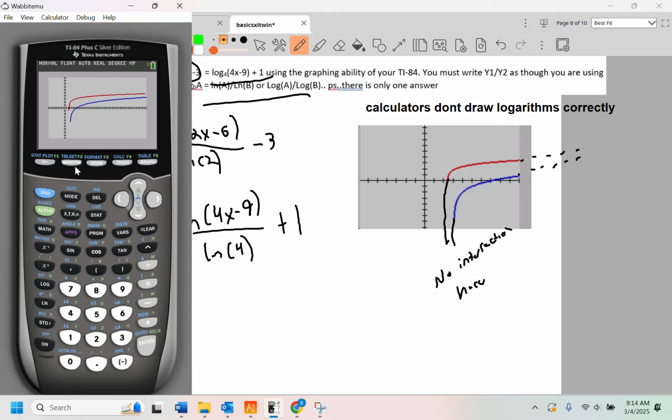50 isn't going to do it. Okay. Let's try 500. And it looks like 500 did it because it looks like it's somewhere around here, close to 200 maybe. So second, trace 5. Enter, enter, enter.